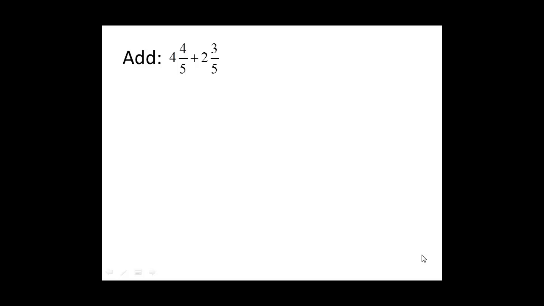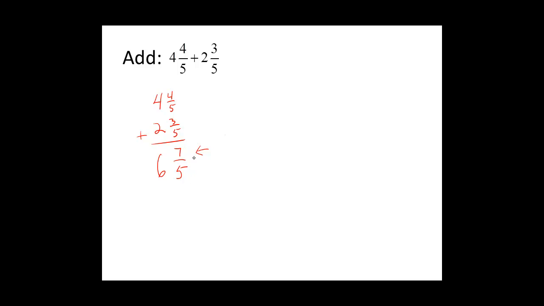Add 4 4/5 plus 2 3/5. We will do this by writing this problem vertically. We will add the fractions together. Notice we have the same denominator. 4 plus 3 is 7, and we keep the denominator 5. 4 plus 2 is equal to 6. I want to draw your attention.